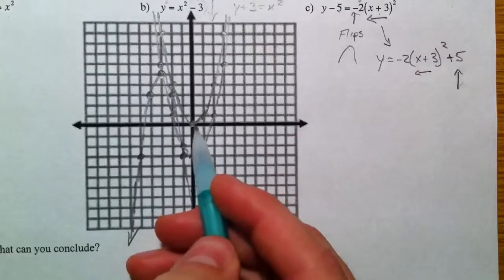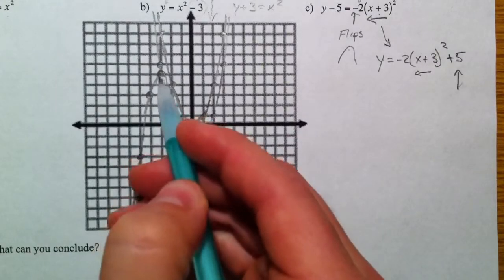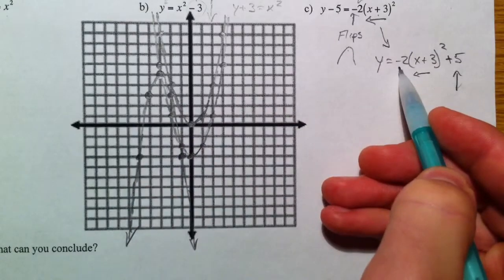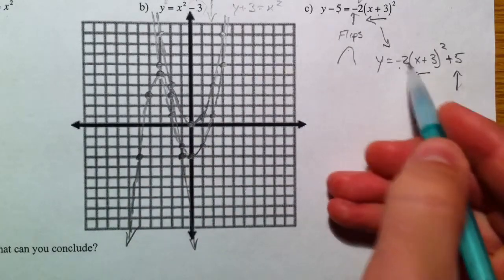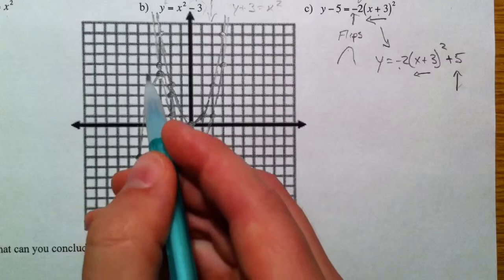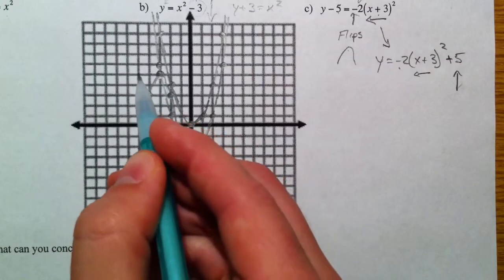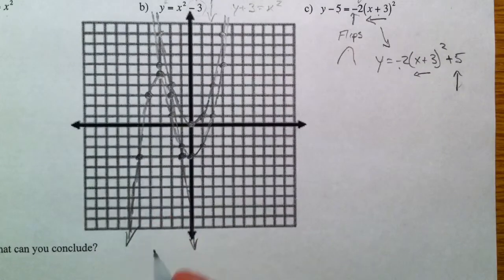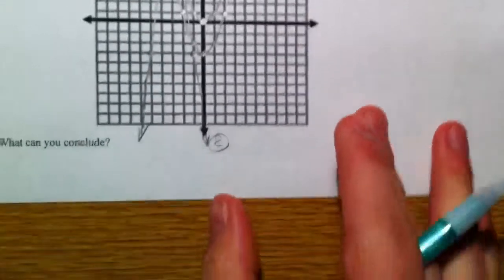So there's a lot of stuff going on there, but if you could follow, we went left 3, up 5. We flipped it upside down because of the negative. And then we doubled all the changes. So 1 squared was 1, but we doubled it to make it 2. 2 squared from the vertex is 4, but we doubled it to go down 8. And so there you have it, the basics.